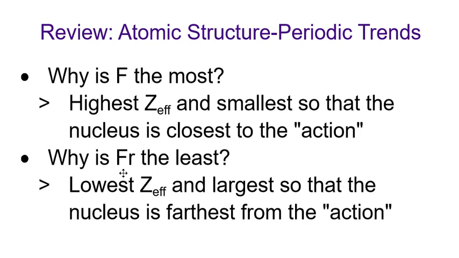It goes to period 7. So it has 7 different energy levels, whereas this guy only has 2 energy levels. This guy has a Zeff of 1. This guy has a Zeff of 7. So there are 2 factors that play into this: effective nuclear charge and its size for both of them.